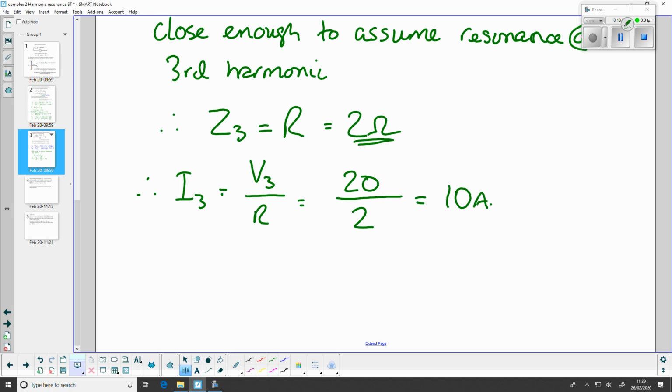Right. So at the fundamental, the current was 0.142, only a little over a tenth of an amp. Here we've got 10 amps flowing due to 20 volts being applied, as opposed to 600.